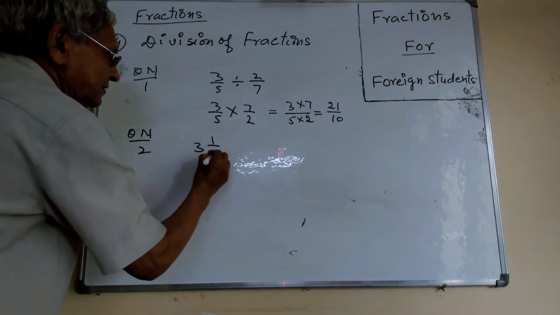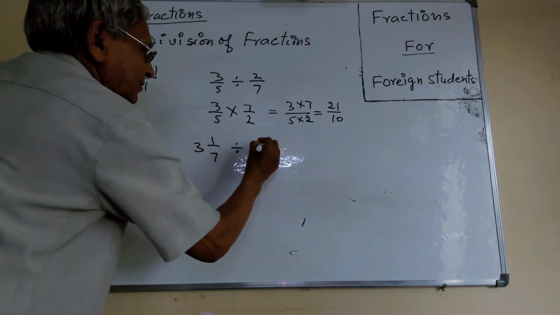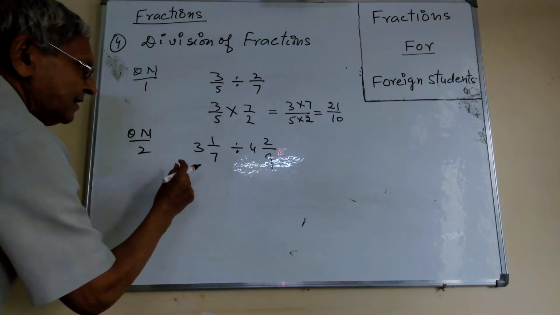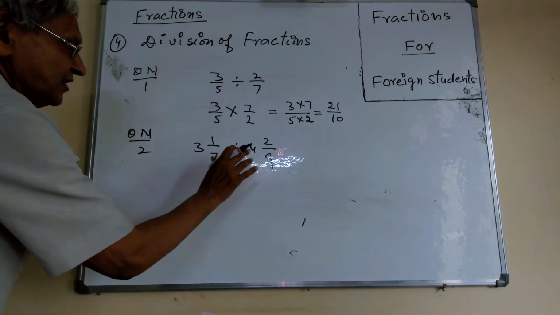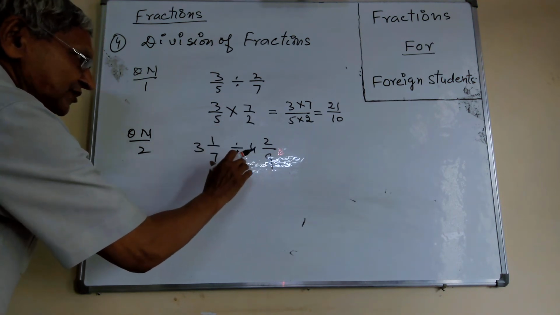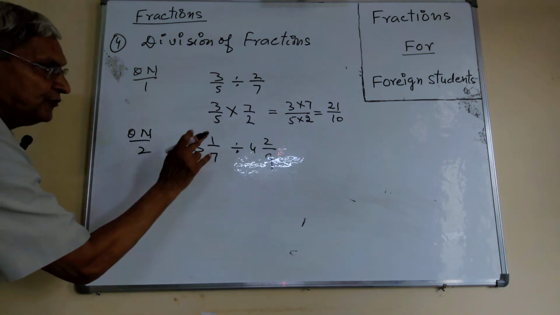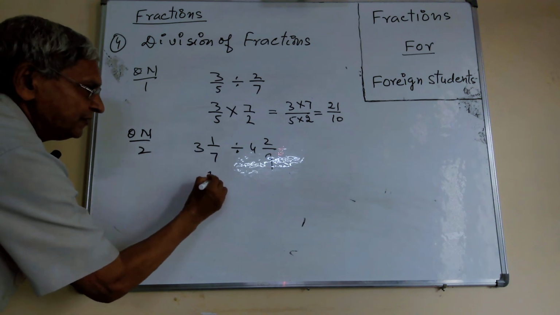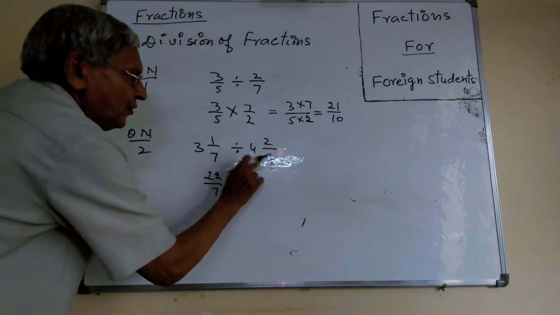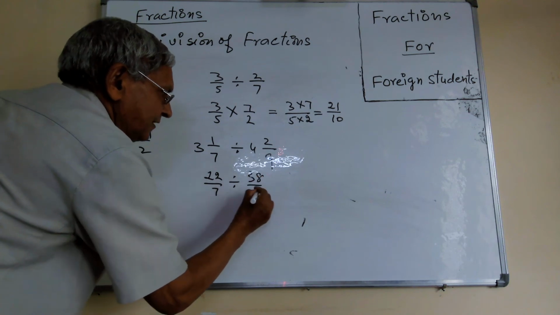3 1 by 7 divided by 4 2 by 9. Now these fractions are not simple, not in proper form. First of all, you have to convert these into proper form. How will you convert? 3 into 7, 21, 21 plus 1, 22 upon 7, divided by 4 9s are 36 plus 2, 38 upon 9.